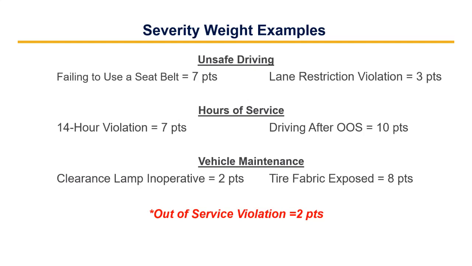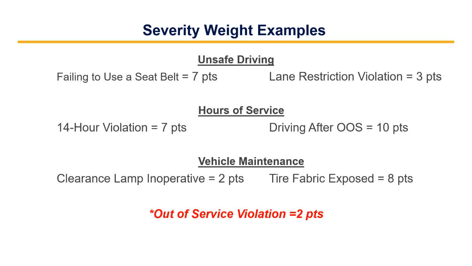In the unsafe driving basic, failing to use a seatbelt, whether or not the driver gets a fine, just being cited for it roadside, would be 7 points assessed. A lane restriction violation, maybe a vehicle being in a lane where it's not allowed to be, 3 points. In the hours of service basic, a 14-hour violation would be 7 points. A driver that's placed out of service for something alongside the highway, who continues to drive, would be assessed 10 points.